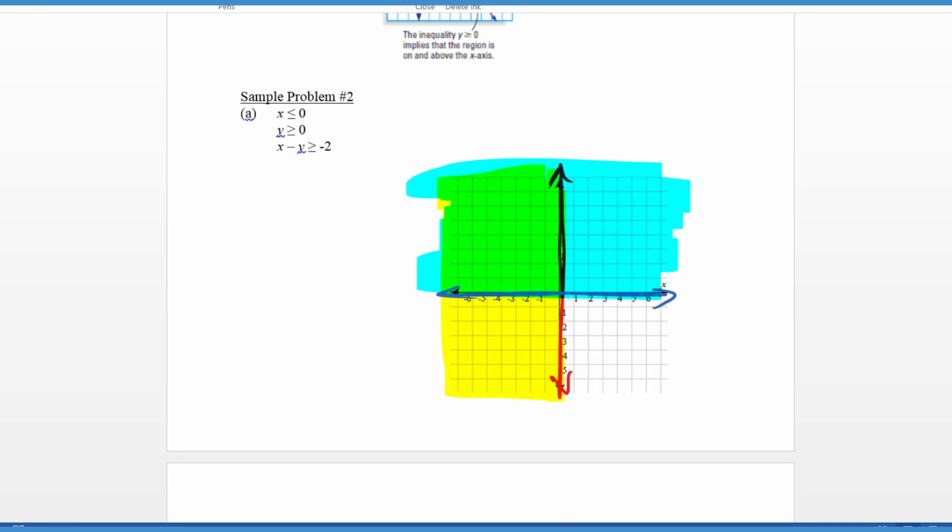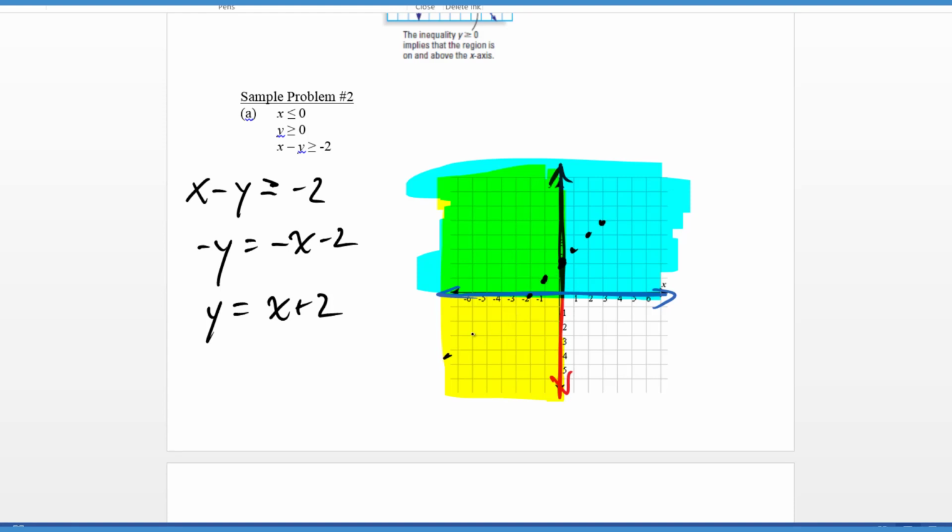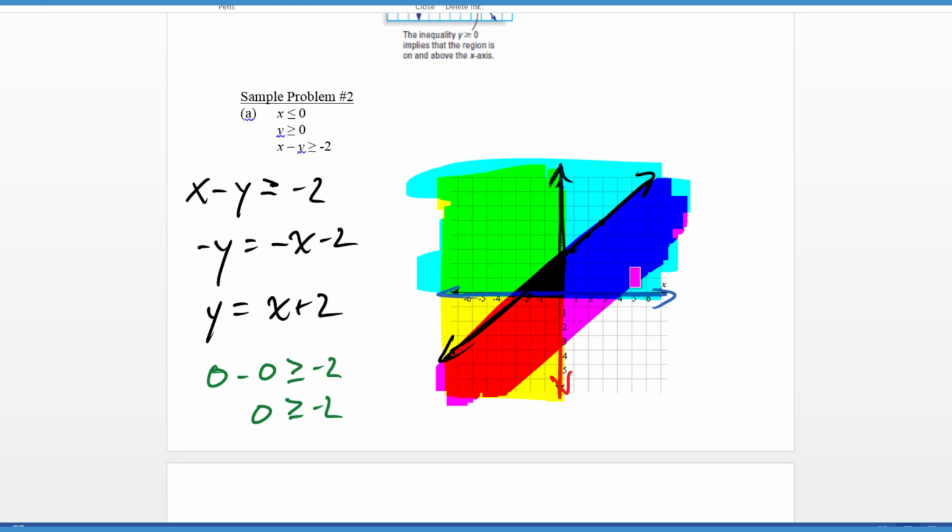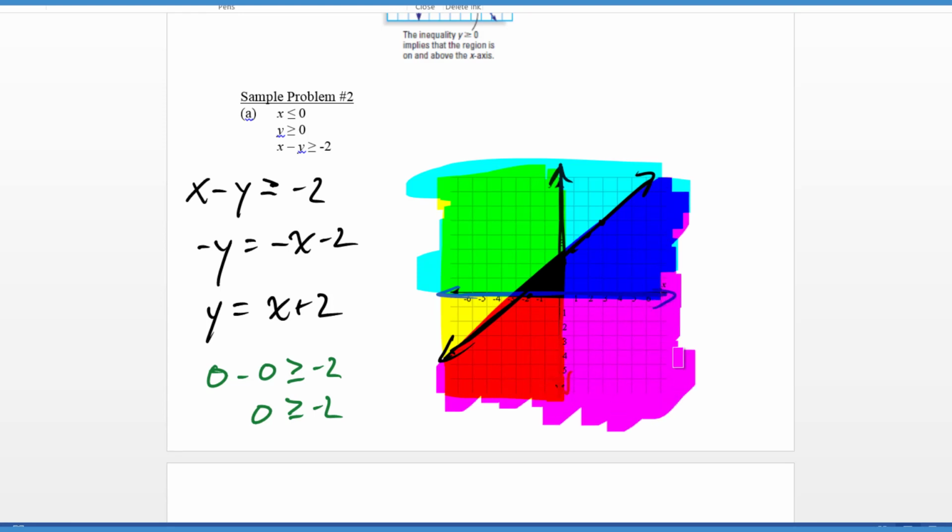And then lastly, I need to graph this line. So now I want to graph the line y equals x plus 2. So I'm going to go up 2, and then obviously a slope of 1, and it's equal to as well, so it's going to give me a line that looks somewhat like that. Now, if I want to test this point, I go back and I test it in the original equation. So 0 is greater than or equal to -2, so that means that 0, 0 would be part of the shaded region, and so we get this following part of the graph.